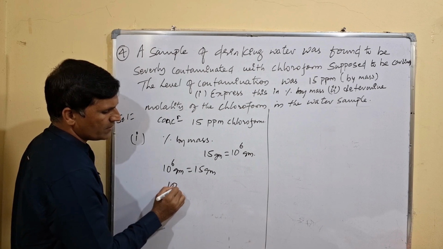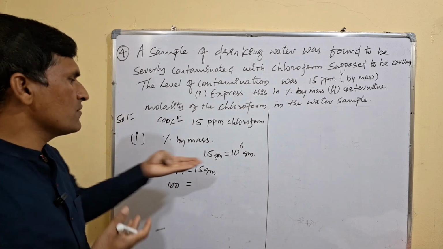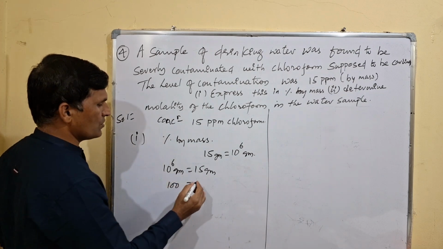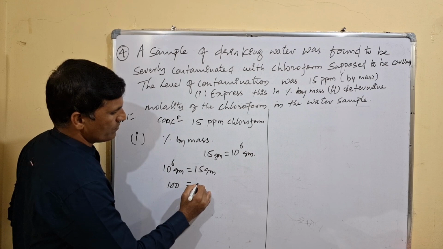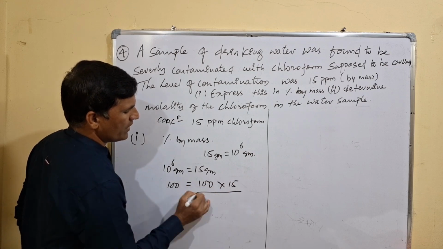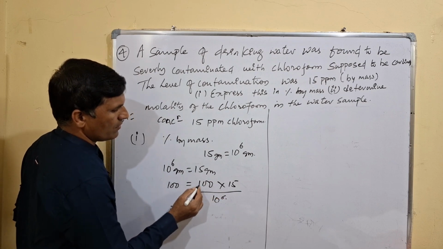So therefore percentage means what? Per 100. Per 10 to the power 6, 15. So then per 100 how much is it? So that is the meaning of this question. So therefore that we will solve. So 100 into 15 gram divided by 10 to the power 6. Okay. So therefore what can we make?